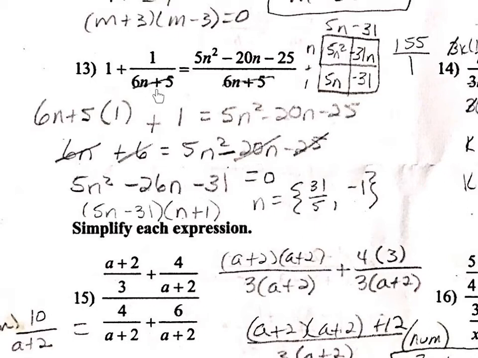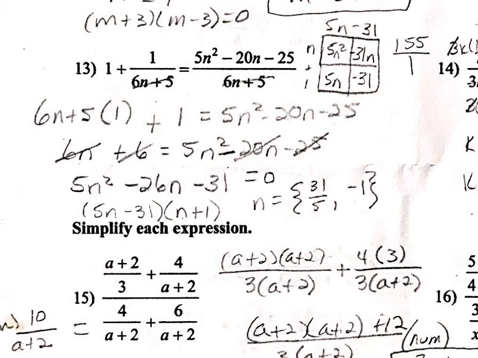This one has a 6n plus 5. This one has a 6n plus 5. This is just 1 over 1. So this one is going to have to be multiplied by the greatest common multiple, which is 6n plus 5. So I multiply each term by 6n plus 5.